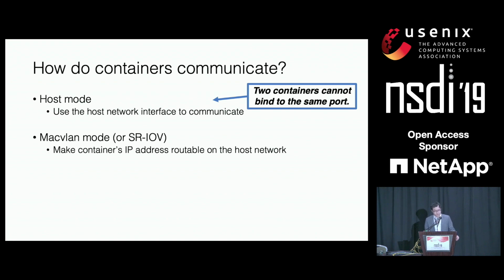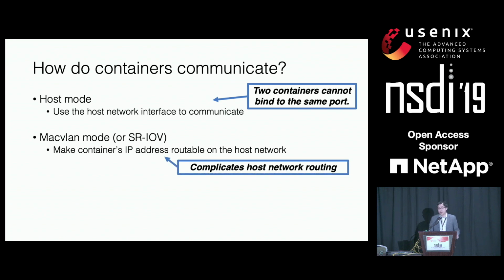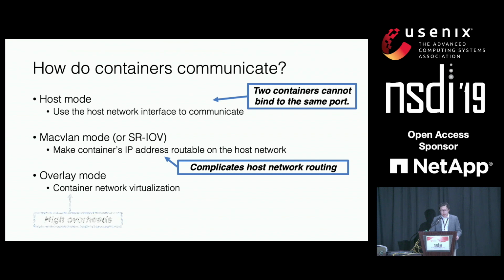Another option for container networking is to use what we call MACVLAN mode or SR-IOV. This means you can give a container an independent IP address from the host. However, you want to make the container's IP address routable on the host network. This also creates a lot of management trouble because now you have to change the way routing works in the host network. So the popular option for container networking now is actually to use the overlay mode, or network virtualization. This means for a set of containers that want to communicate, you essentially create a virtual network dedicated to that set of containers. However, this also has a problem. It has really high overheads.